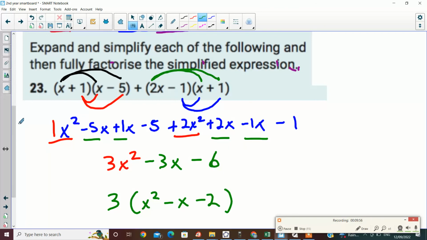No, if you multiply it back out, Kyle, when you multiply it back out, does it turn to the one above it? What's 3 times x squared? 3x squared. 3 times minus x. And 3 times minus 2. Minus 6.